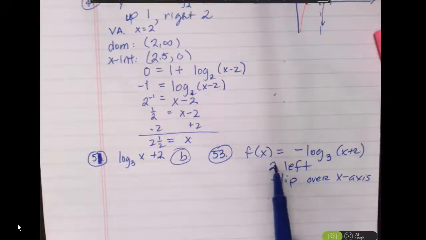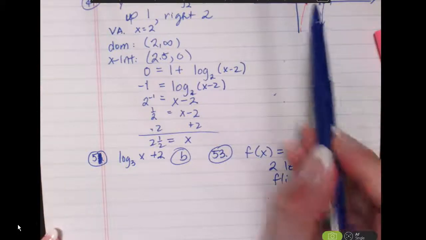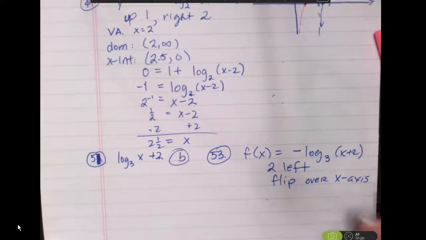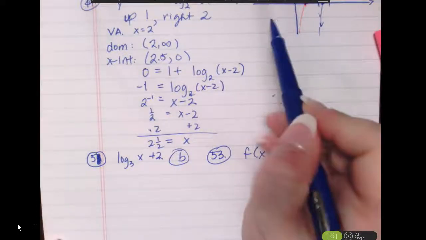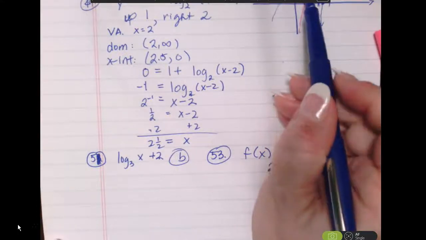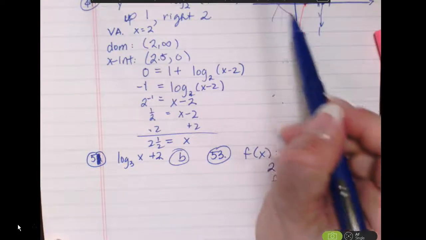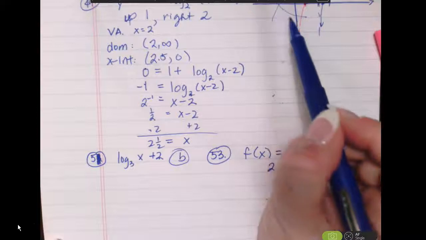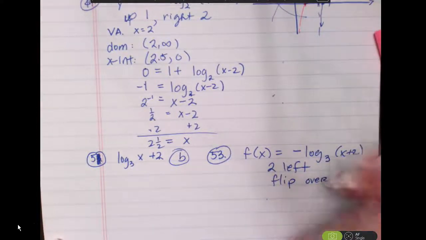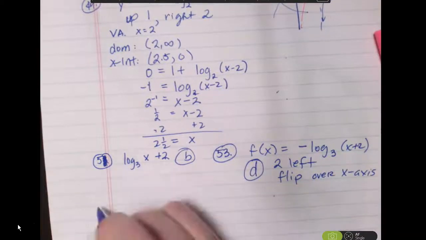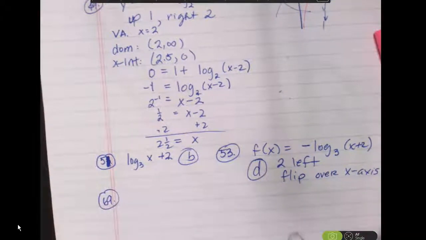So if I'm looking at my picture, my choices, move my parent function left 2, so that is going to be choice D, it looks like. Okay, and then number 69, let's see what that is.